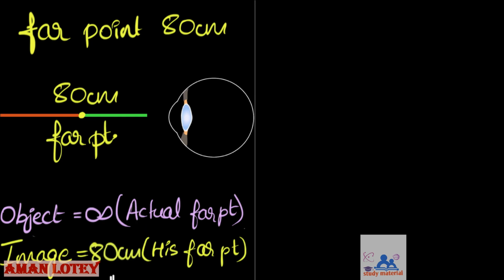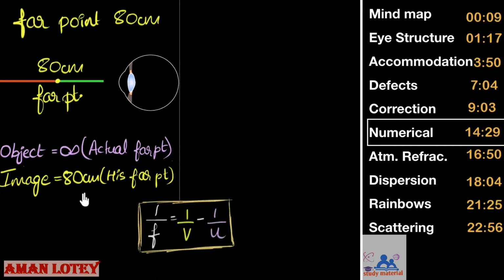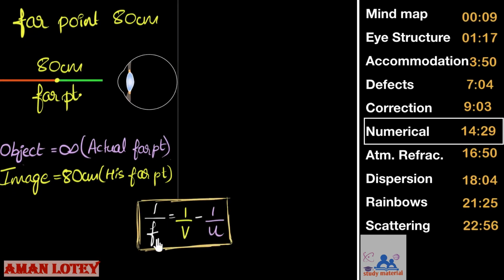Then we will be correcting his far point. What is his far point? 80 centimeters. So now that I know what the object distance and the image distance is, I can just go ahead and use the lens formula, figure out what the focal length is or what the power is. And then the sign, I have to use this with the sign. So the sign itself will tell me whether it's a converging lens or a diverging lens. So this is the way I like to solve this problem.